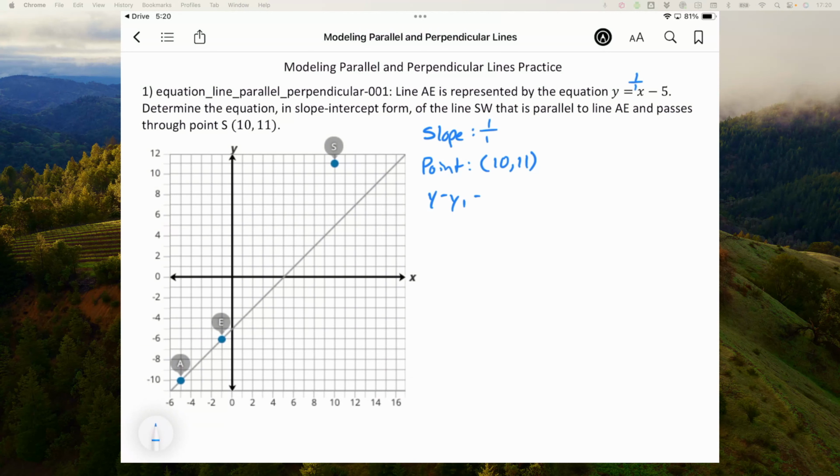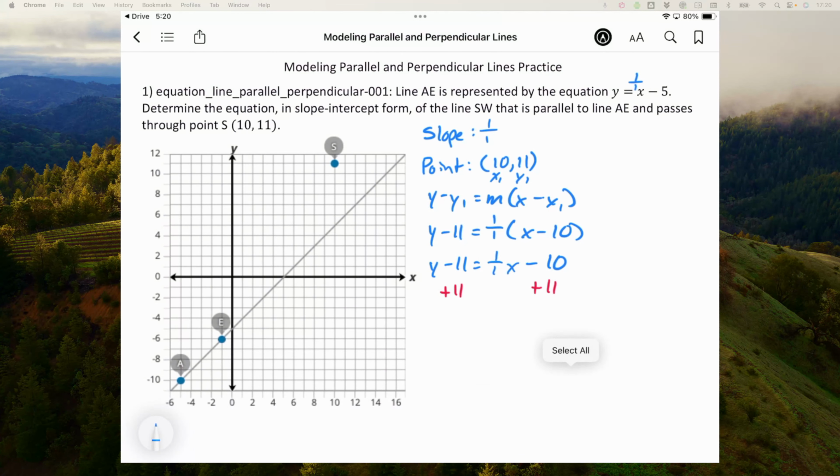So y minus y1 is equal to m times x minus x1. There's x1, there's y1. So y minus 11 is equal to 1 over 1 times x minus x1, which is 10. So y minus 11 is equal to 1 over 1 x minus, might as well just leave it as 10, because 10 times 1 is 10. We would add 11 to both sides, and we would end up with the equation y equals 1 over 1 x plus 1.